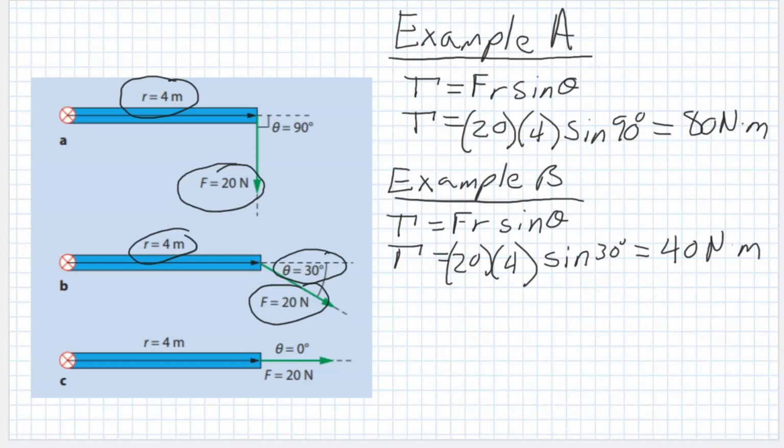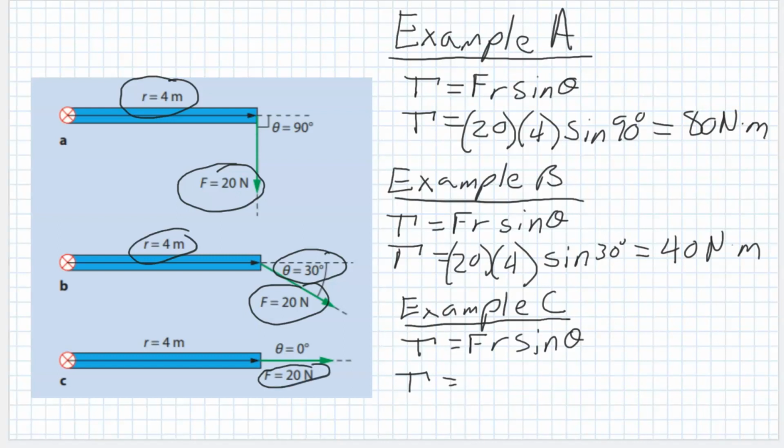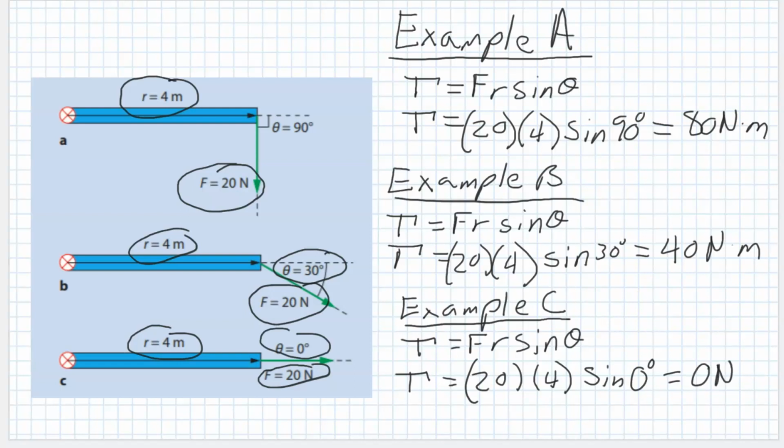Now let's look at example C. In example C, the force is being applied along the axis, so straight out. So we'll still use the same equation. Our force is still 20 newtons, and it's still acting 4 meters from the axis. However, in this case, the angle is 0, and because the sine of 0 is also 0, that means in this situation there's going to be no torque. So in this situation, there wouldn't be any force to rotate this lever. That's the end.